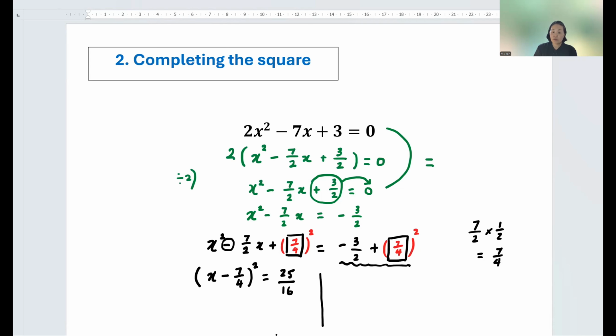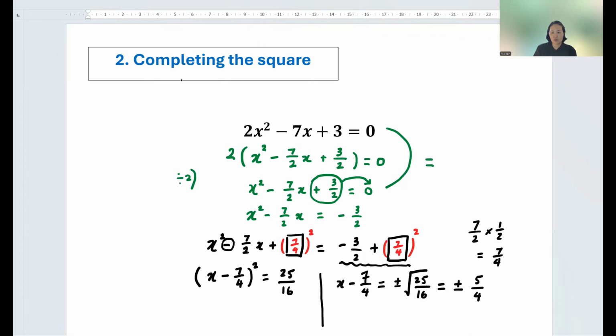Now I'm going to get rid of this square. So x minus 7 over 4 equals plus minus square root of 25 over 16. Now, you know those are actually square numbers, so it'll come out of the square root. It's going to be 5 over 4. So now we have x minus 7 over 4 equals plus minus 5 over 4. So you know you are going to get 2 solutions here, because one will be plus 5 over 4 and the other one will be minus 5 over 4.